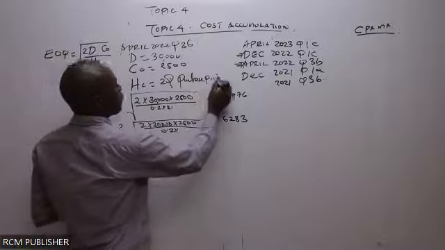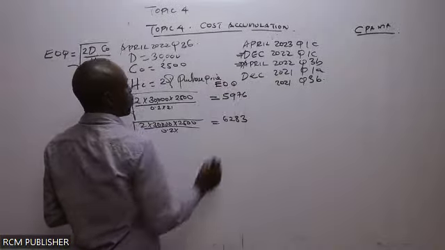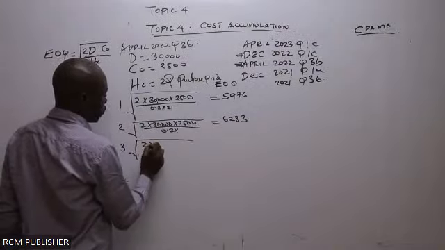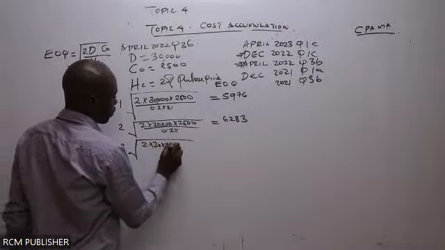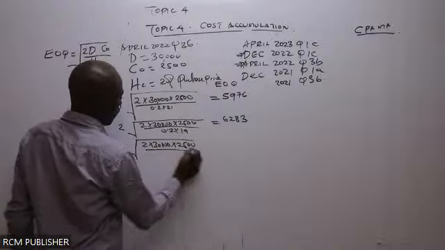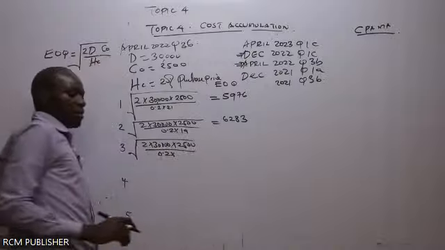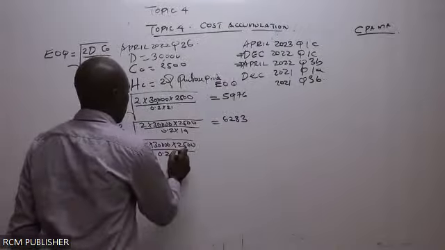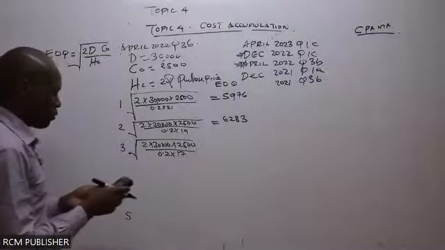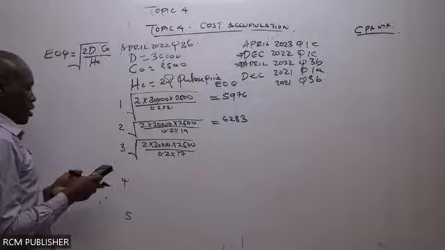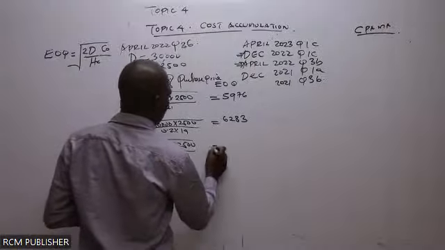So that is the economic order quantity. Then I move to band 3. I'm going to have 2 times 30,000 times 2,500 over 0.2 times the third one. I'm having 17, so it is 0.2 of 17. I'm having 66.42.